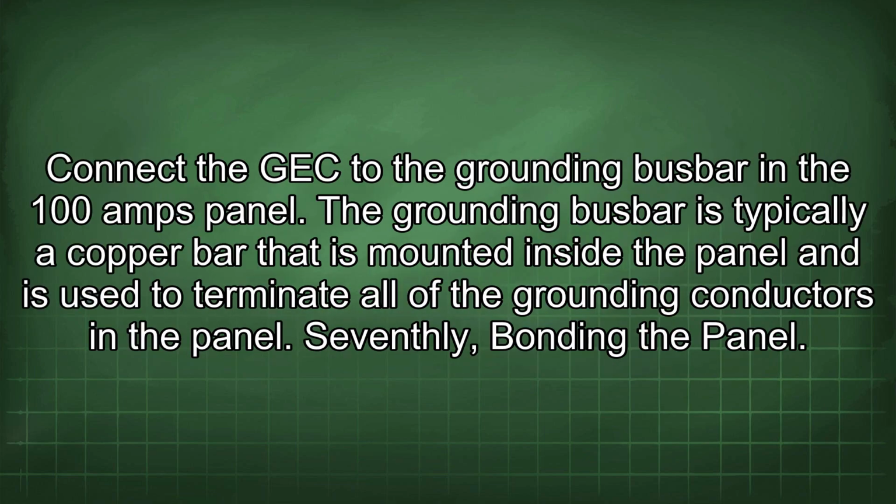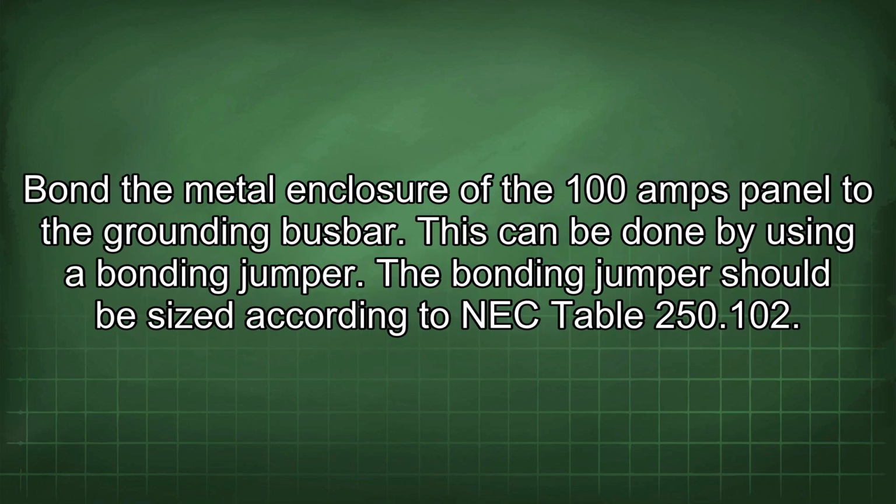Connect the GC to the grounding busbar in the 100 amps panel. The grounding busbar is typically a copper bar that is mounted inside the panel and is used to terminate all of the grounding conductors in the panel. Seventhly, bonding the panel. Bond the metal enclosure of the 100 amps panel to the grounding busbar. This can be done by using a bonding jumper.